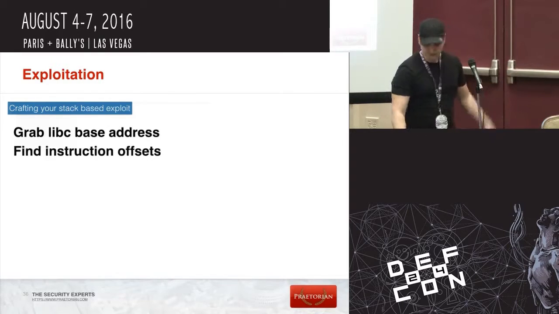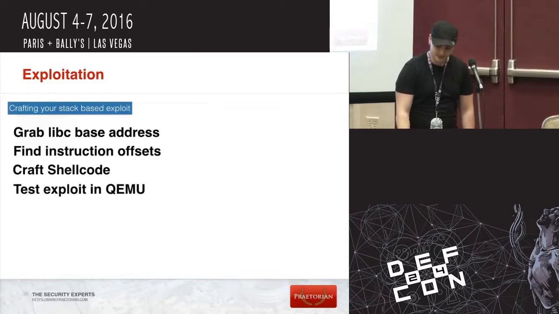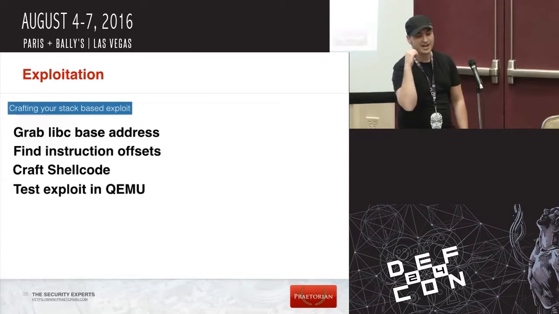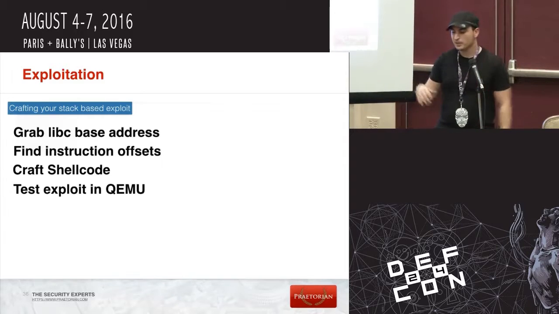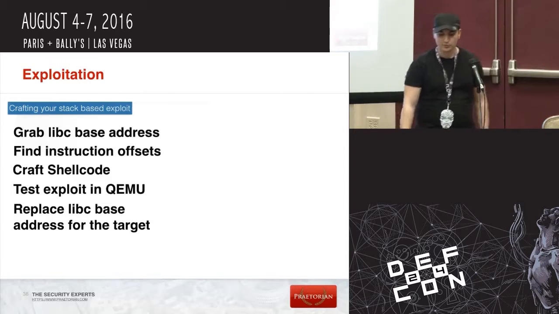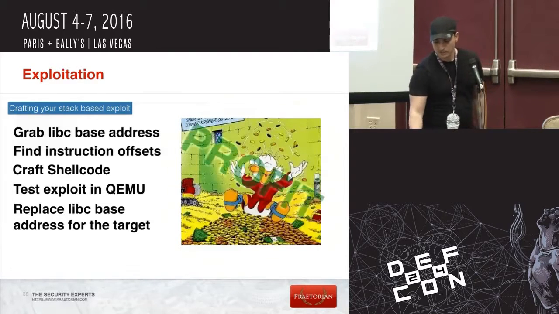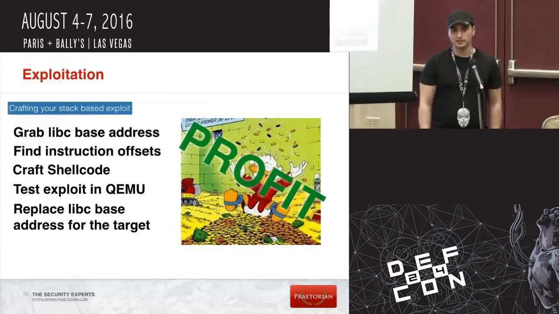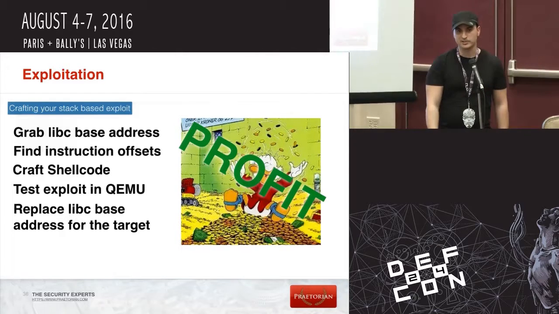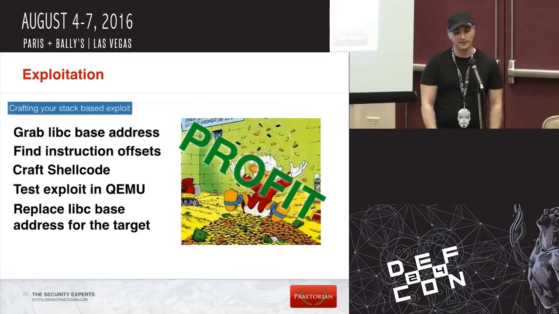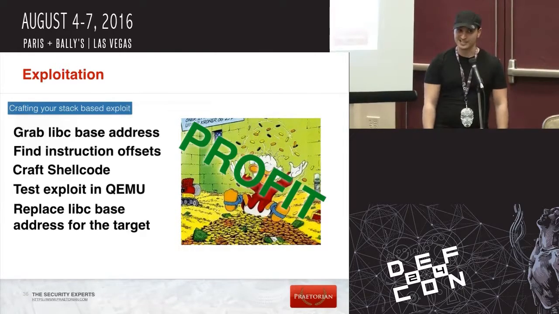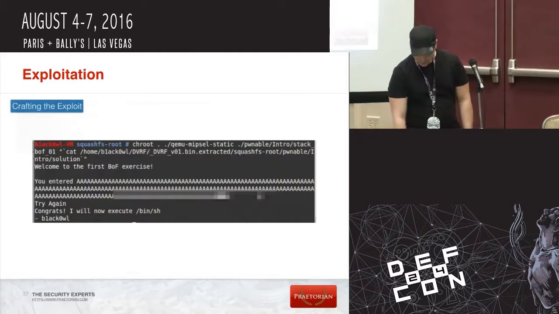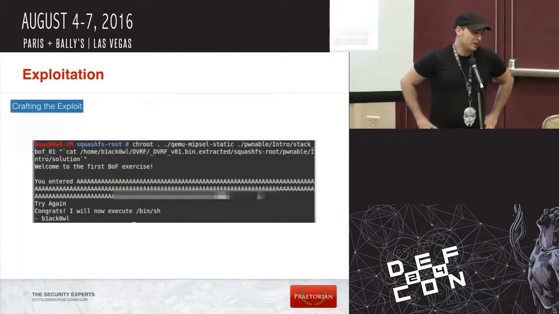In a nutshell, grab your libc address, find your instruction offsets, craft your shellcode, and test your exploit in QEMU, whatever you want to call it. I'm really bad at butchering these names. I test everything in an emulation first. Then all I had to do was replace the libc base address, because a lot of these devices don't use ASLR, even though randomized VA space is set to 2. Doesn't work. Crash the device, restart it many, many times. Libc and all the other libraries it loads are going to be in the same place every time.